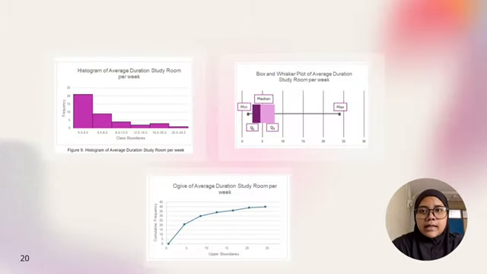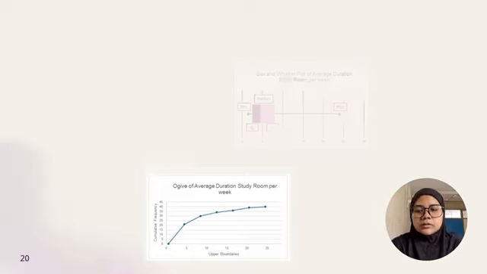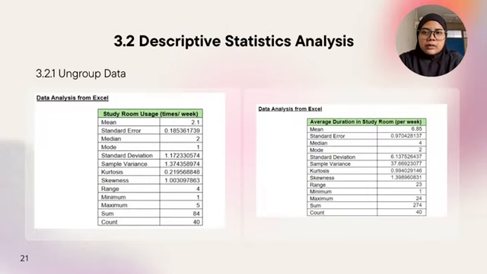Okay, so other than bar chart and pie chart, we use histogram and box and whiskers plot to plot the data analysis. Okay, now I will explain 3.2, which is descriptive statistic analysis. So first I will explain about ungrouped data. Here we got two data analyses from Excel, which are study room usage times per week and average duration in study room per week.